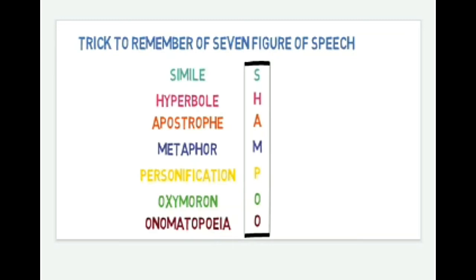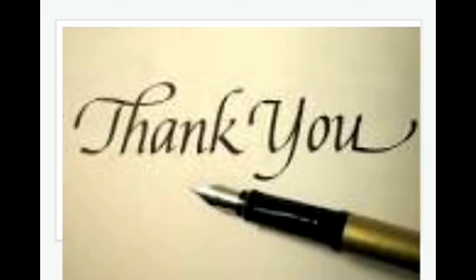That is S for simile, H for hyperbole, A for apostrophe, M for metaphor, P for personification, O for oxymoron, and another O for onomatopoeia. This is a simple way to remember the 7 figures of speech. So thank you, children. Kindly make use of these figures of speech in your poems.